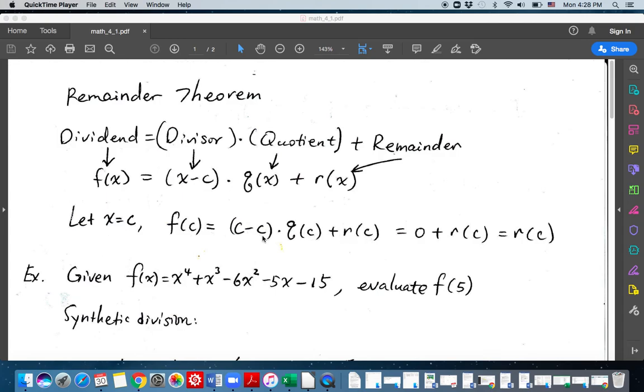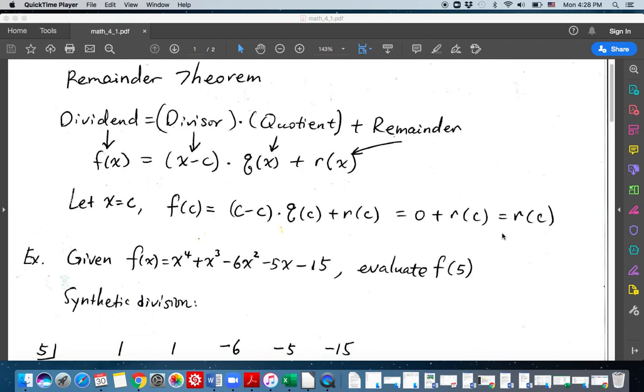c minus c equals 0, so 0 times q equals 0. 0 plus r of c equals r of c. So this says the function value at x equals c is equal to the remaining term, which is the remainder. And this is the result from the remainder theorem.